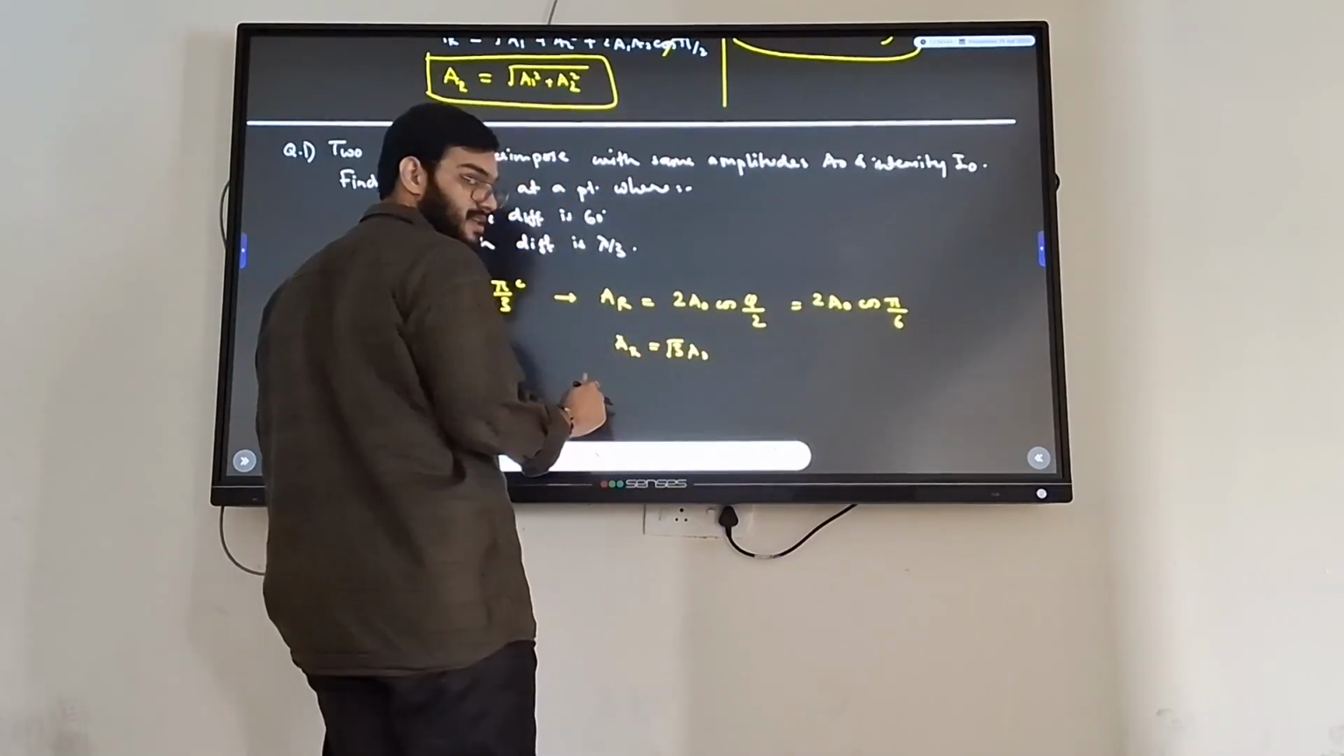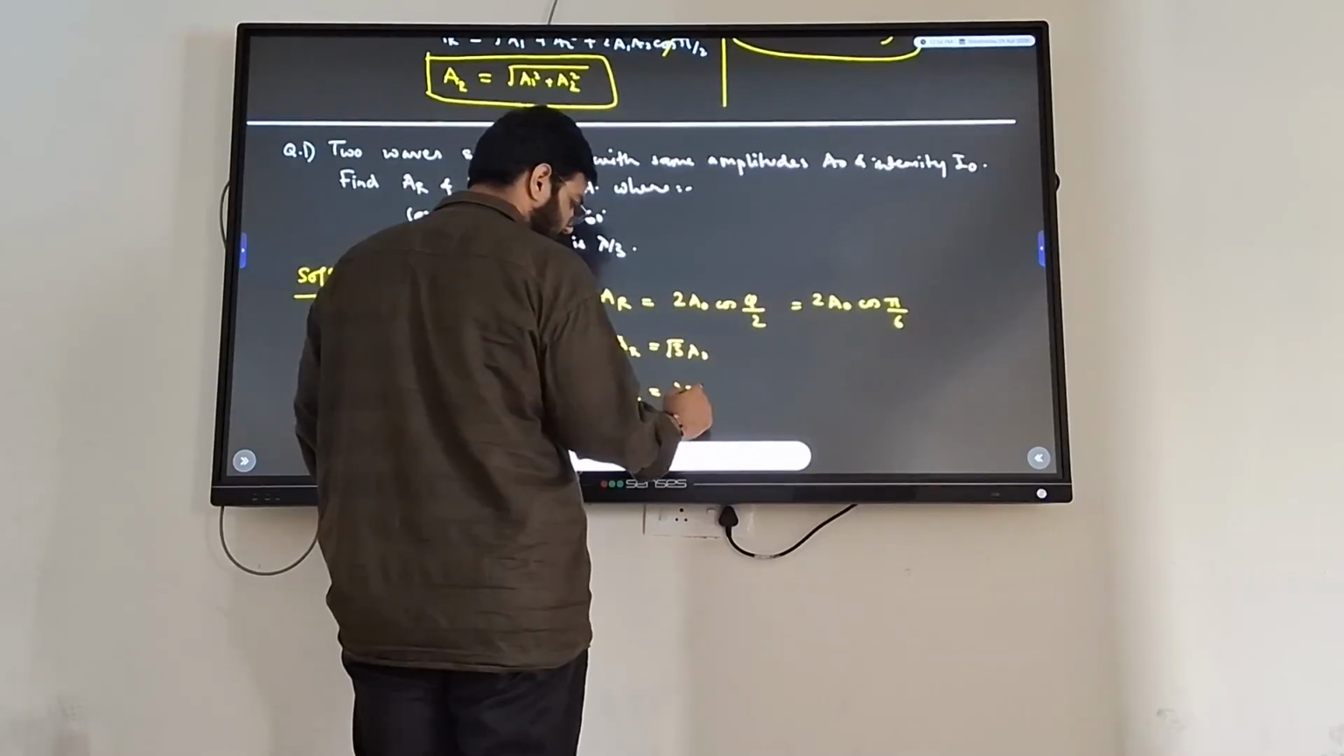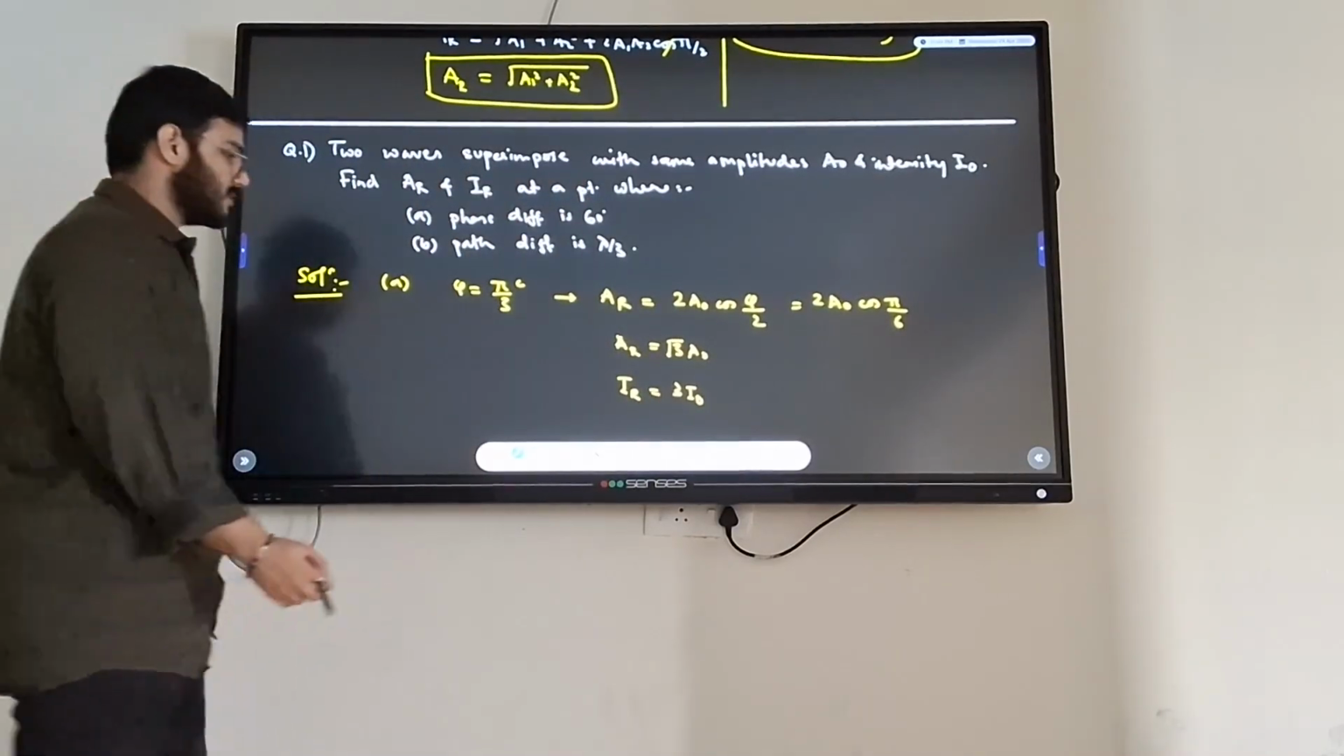And intensity is directly proportional to amplitude square, so 3 I0. I think this follows very easily. What about the B part?